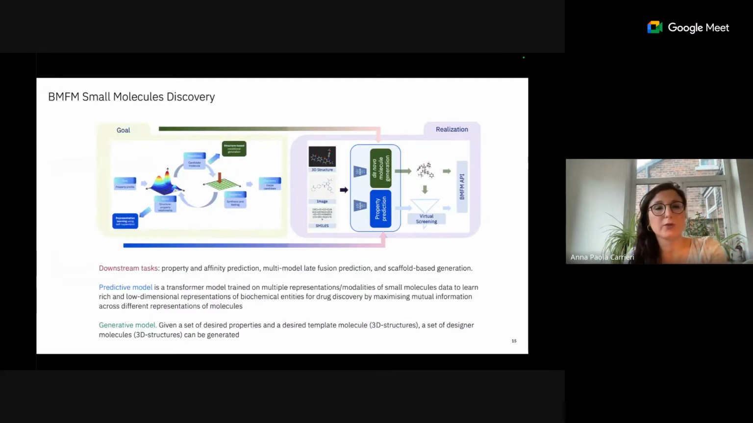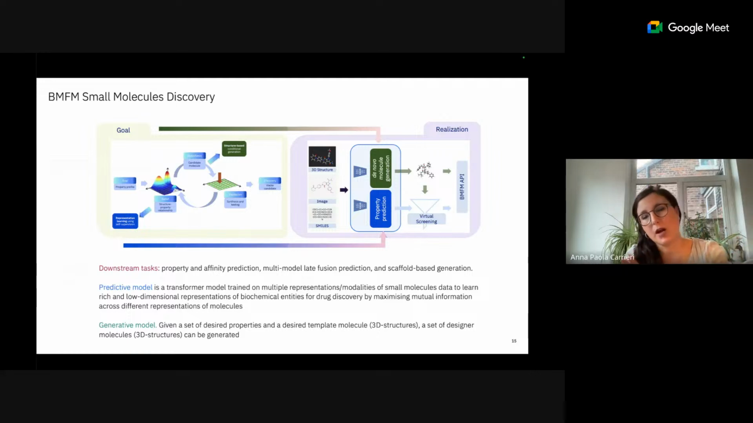The small molecules, different architecture in a very similar way. It is trained on a different representation of small molecules, 3D structures, SMILES strings, images, and it generates a de novo representation of new small molecules, mainly that then get validated in the lab. First through virtual screening, and then the ones that pass the virtual screening get validated in the lab.